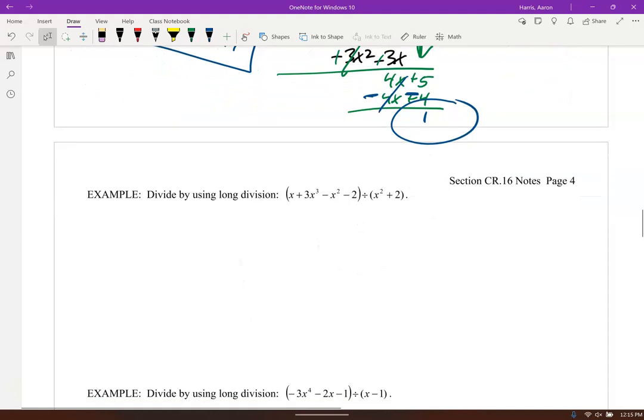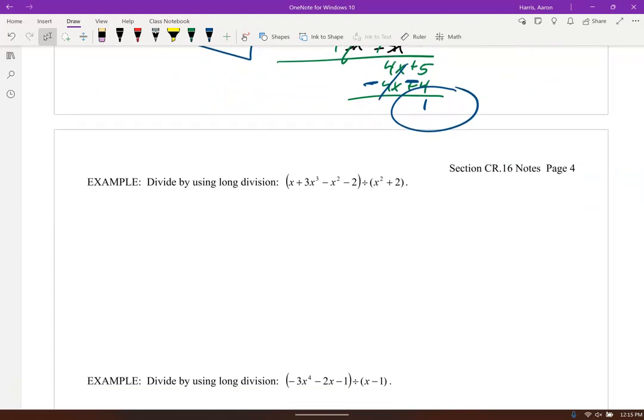All right, let's keep going here. What's wrong with our dividend on this one? It's out of order, exactly. So make sure you put that in order. Like you should have 3x cubed, then the x squared, then the x, then the 2, right? And if you're skipping a term, put in a placeholder with a 0, right?